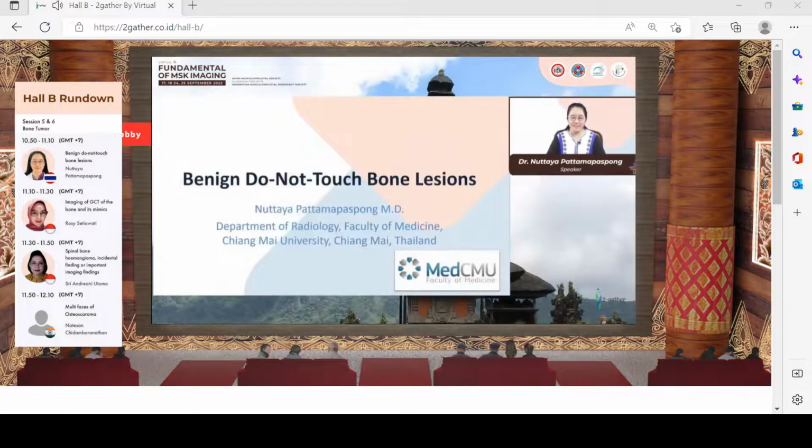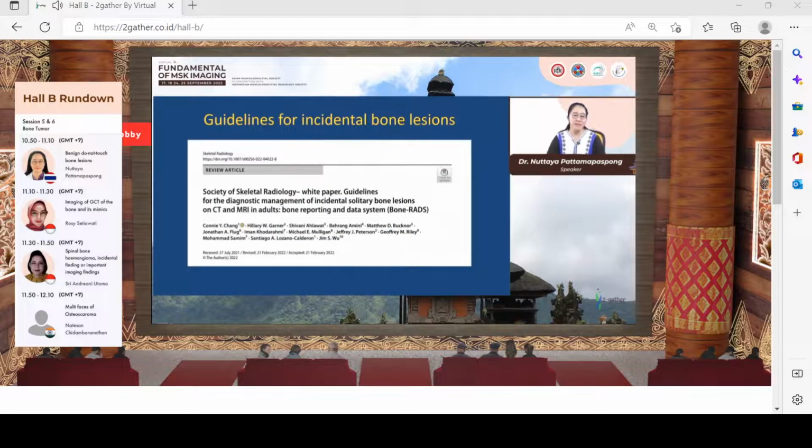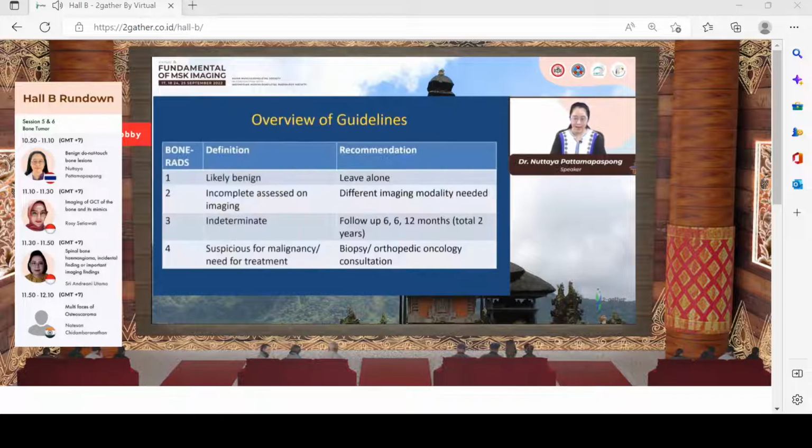Hi, my name is Dr. Nataya from Chiang Mai University, and it's my pleasure today to share with you benign do-not-touch bone lesions. I picked this topic because we encounter these lesions more often now that we do even more CT and MRI. Currently, there are guidelines to categorize bone lesions into 4 categories, and some of them we can leave alone because they are typically benign lesions.